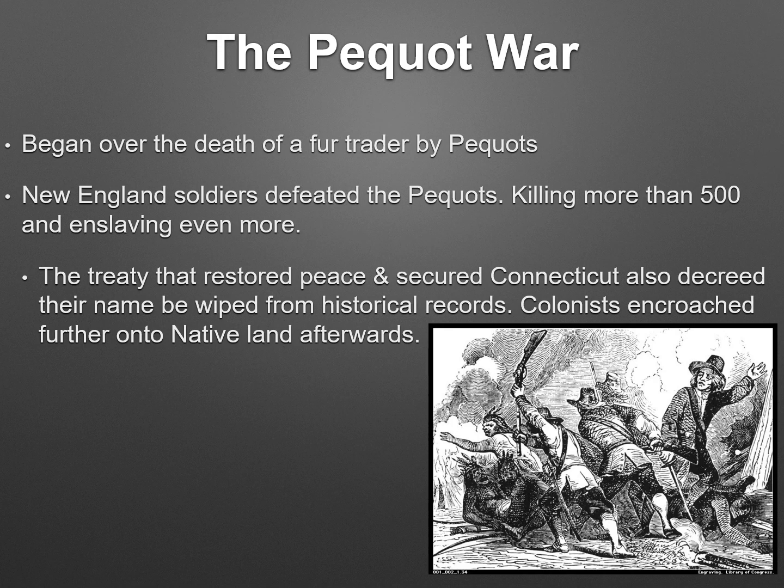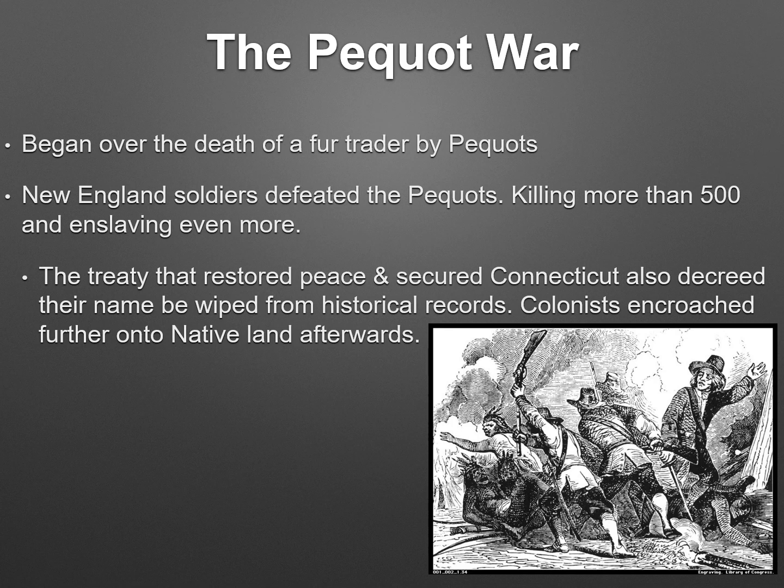Connecticut sees a conflict with the Native Americans, the Pequots, during this time as well. And the start of this conflict was because of a fur trader who was killed by the Pequots. And the New Englanders had not really trusted Native Americans much at all, and justified attacking the Pequot tribes in this year.